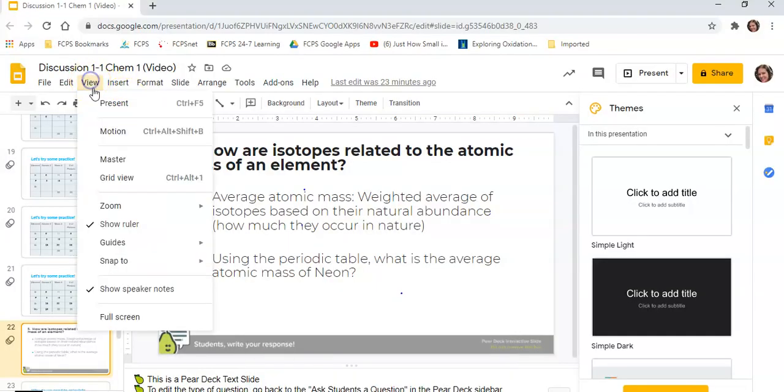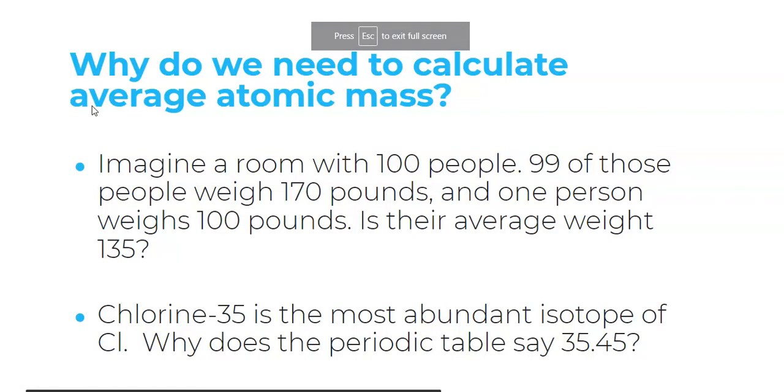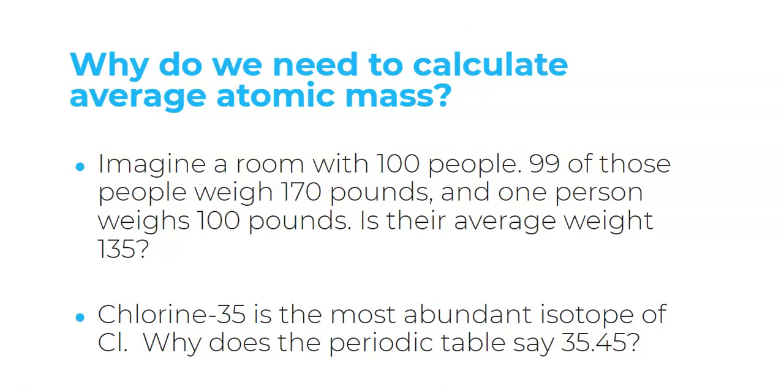Now, what we're going to do is talk about why we need to calculate this. So I want you to imagine that there's a room with 100 people in it. 99 of those people weigh 170 pounds, and one person weighs 100 pounds. Would it be reasonable to say that their average weight is 135? No, right? Most of those people weigh 170 pounds. So their average weight is probably pretty close to 170, right? It's not right in the middle of those two.